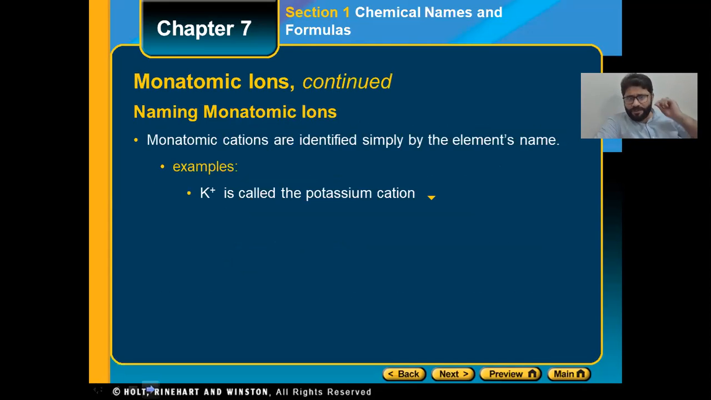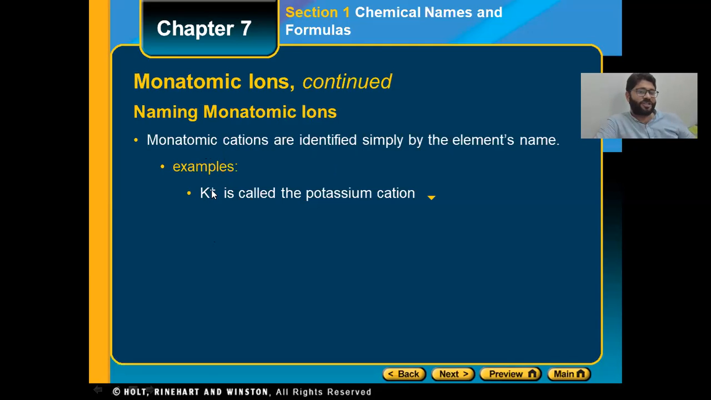Now, if I'm talking about the naming of monoatomic ions, for example, I told you all the metals, group 1, group 2, group 13 elements, most of these are metals, they lose their one electron, 2 electrons, or 3 electrons, that gives us positive charge. So whenever we are talking about the monoatomic cation, they can be represented like this one.